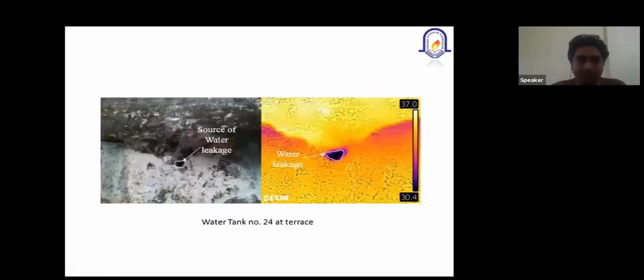Next is the source of water leakage. You can see here there are water leakages, but I have taken this photo so closely. We can see the water leakage here.